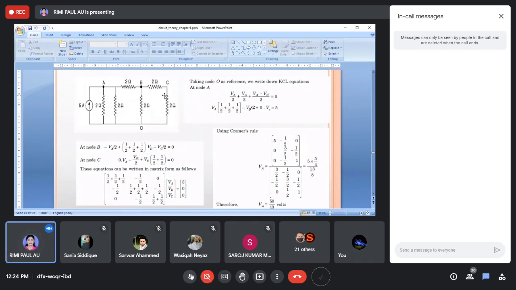Fine. Okay. Next, another one, the second equation for VB. VB is easy. VB minus VA by 2, plus VB by 2, plus VB by 4, that is equal to 0.